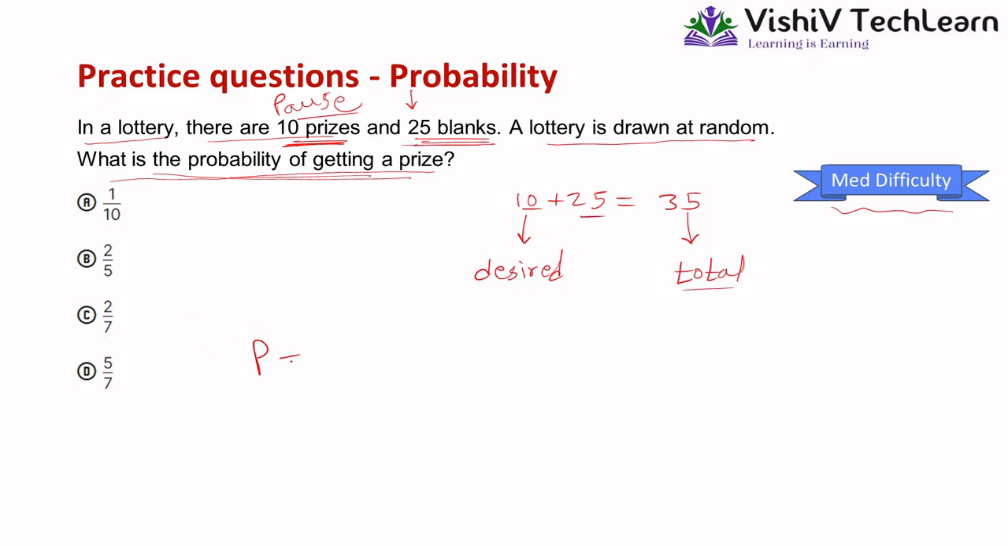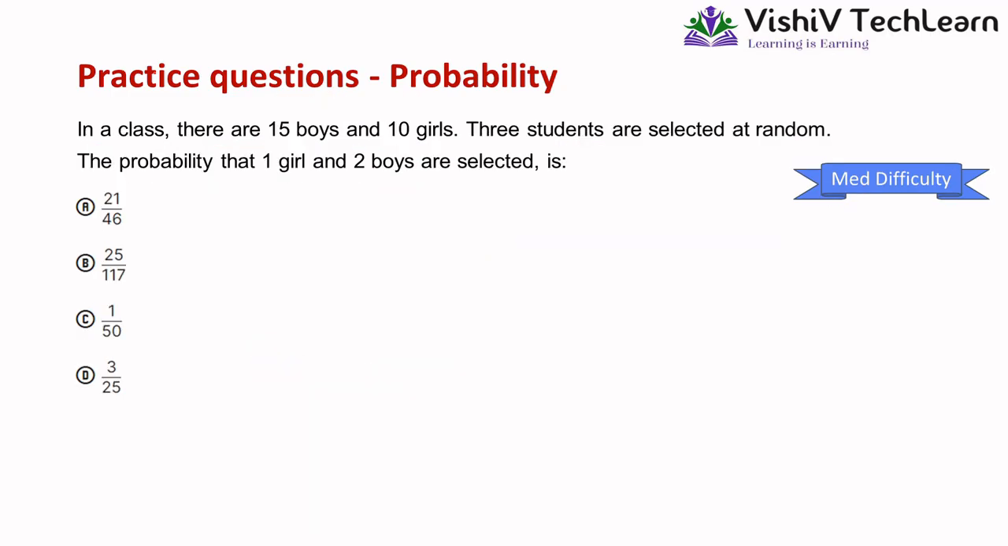So probability, when we find out, probability is equal to desired outcome, which is 10, and total outcomes is 35. Now this will be 5 2s are 10 and 5 7s are 35. So 2 upon 7 must be the correct answer, which is option C. Let's go to the next question.